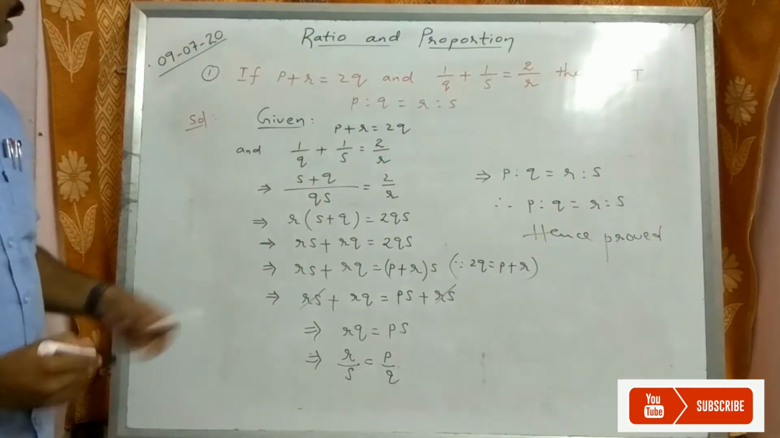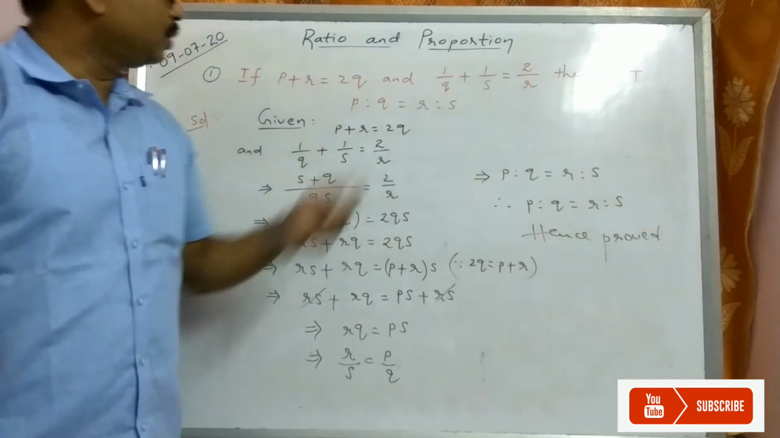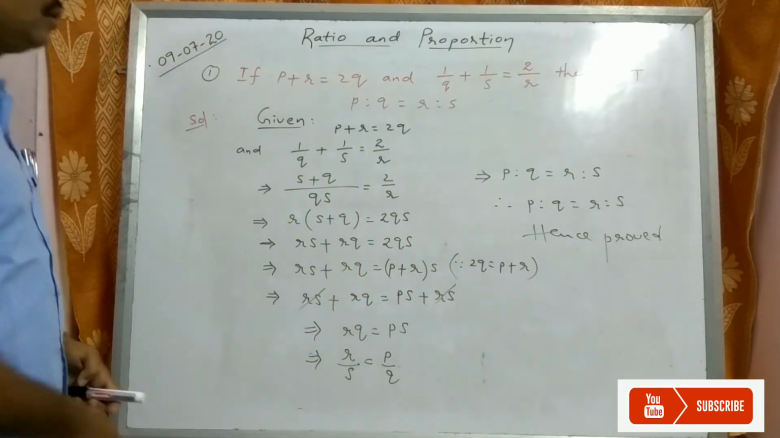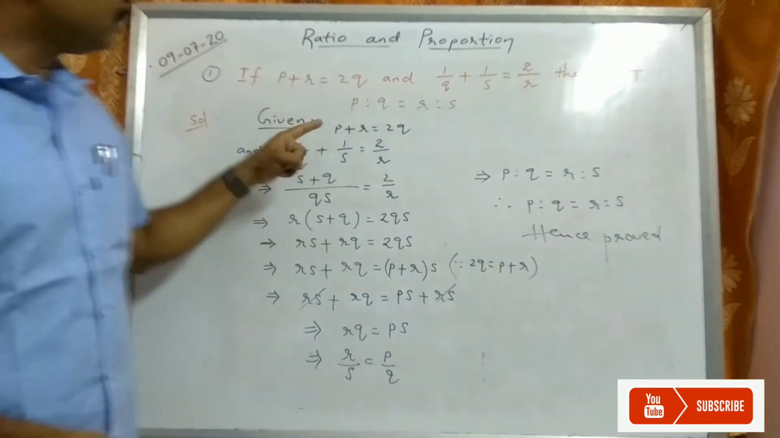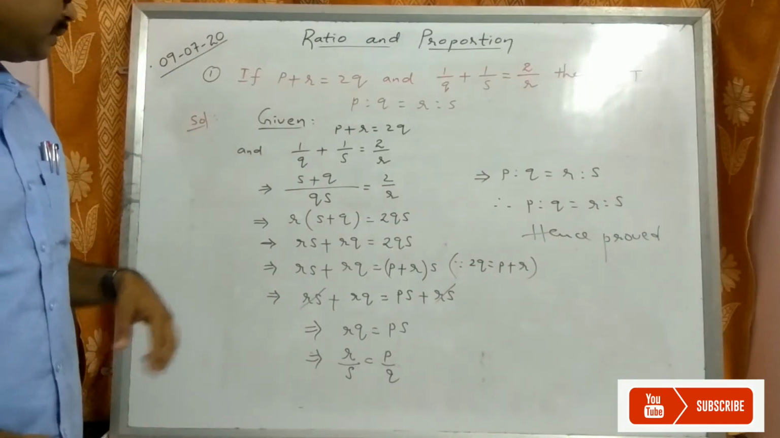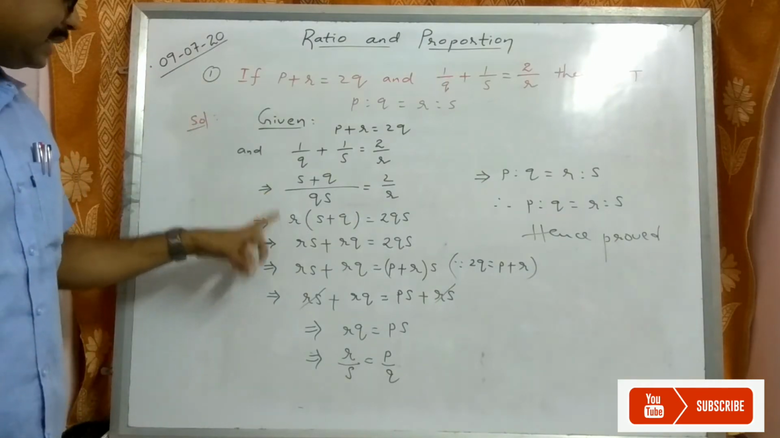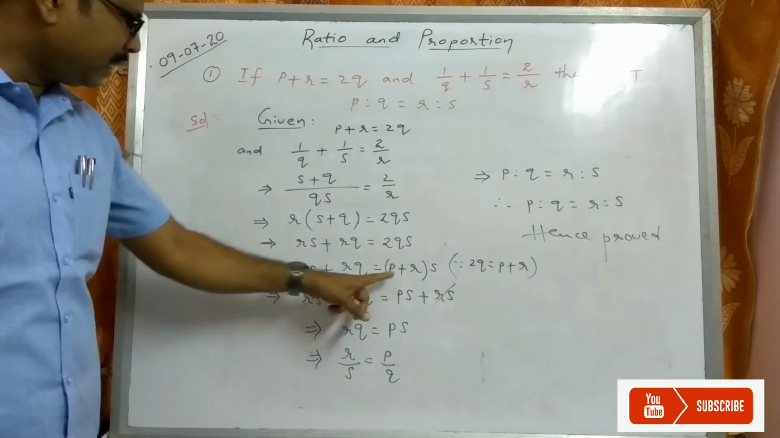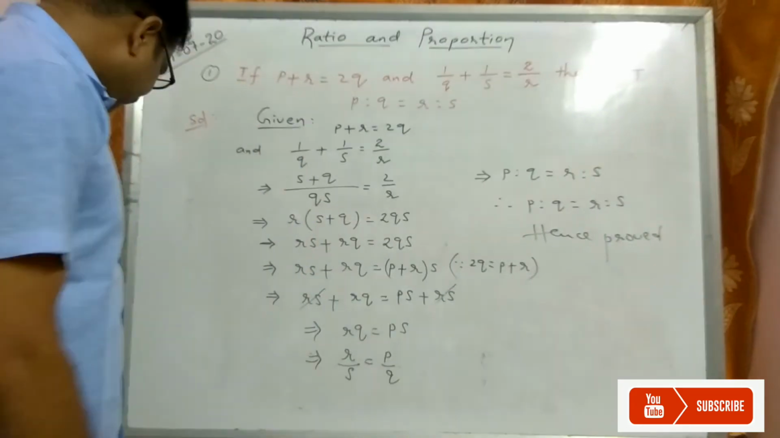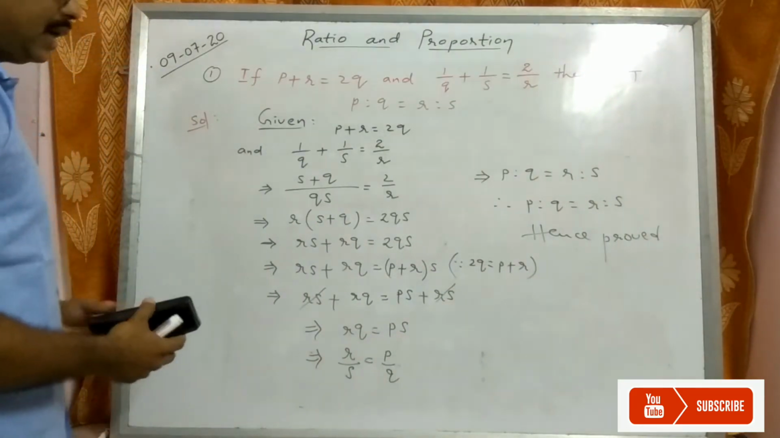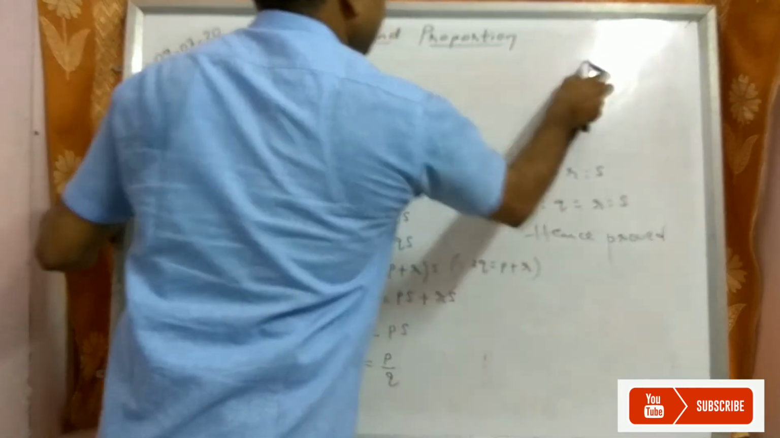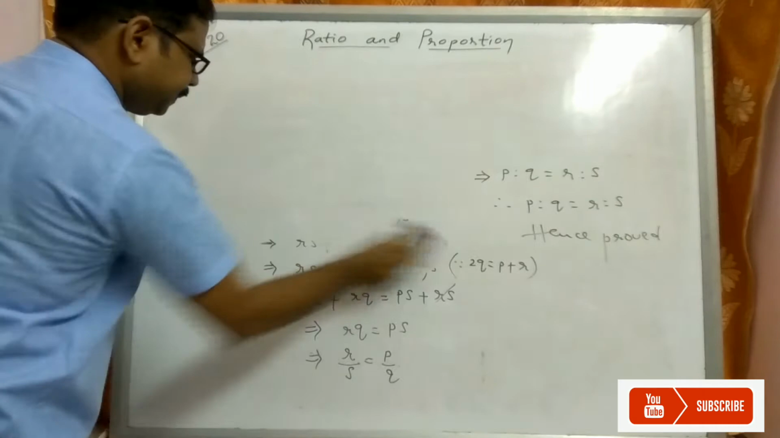Okay. If P plus R equal to 2Q and 1 by Q plus 1 by S equal to 2 by R, then prove that P is to Q equal to R is to S. Take the given thing, LCM, instead of 2Q write P plus R, simplify, we will get P is to Q equal to R is to S. Okay. Let us see one more problem.